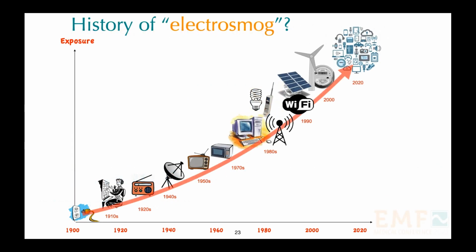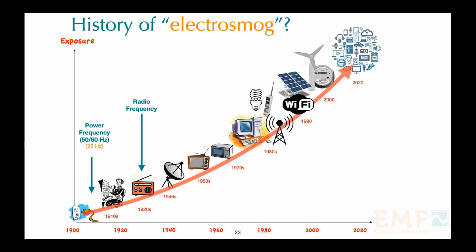When we look at the history of electrosmog, it began about the turn of the century with the introduction of electricity. We use 60 Hertz in North America, and most of the world uses 50 Hertz for electric power. Originally, it was 25 Hertz, but too many people got headaches because the light bulbs would flicker noticeably at this frequency.